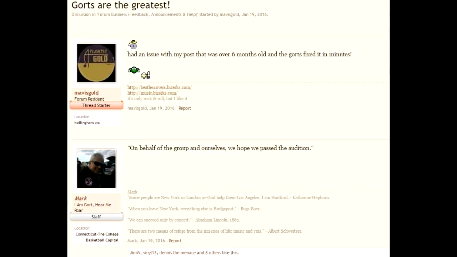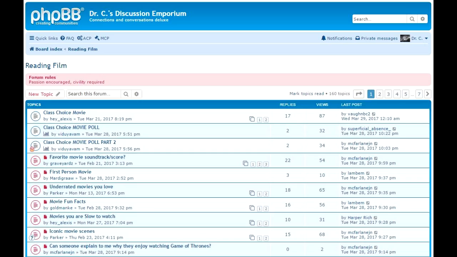And you need to do that in a very deliberate and mindful way. And the Gorts will help keep you in line and help make sure that the free flow of information and an atmosphere of civility as well as passion characterizes what you're doing. Those are my 2 discussion forum rules. As you can see here, passion is encouraged, civility is required.